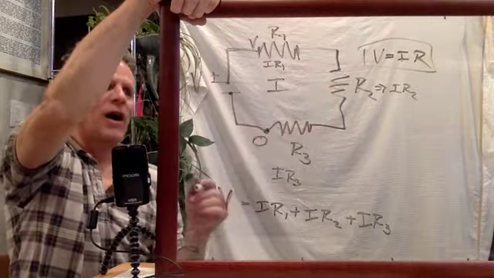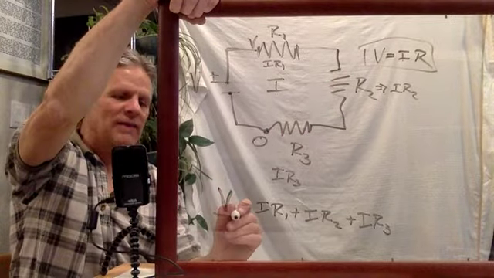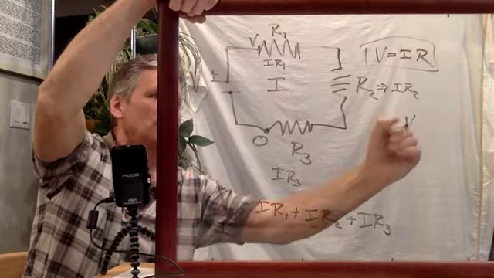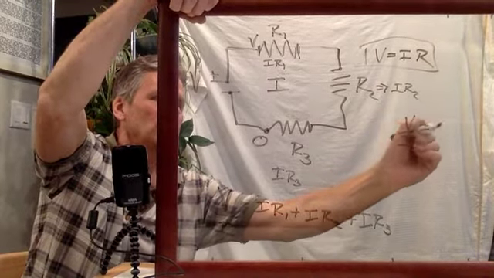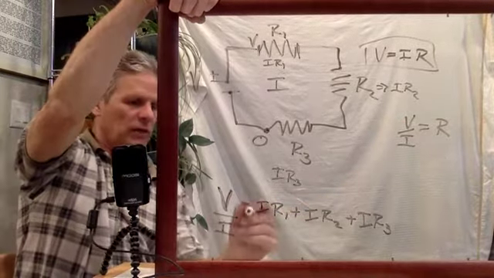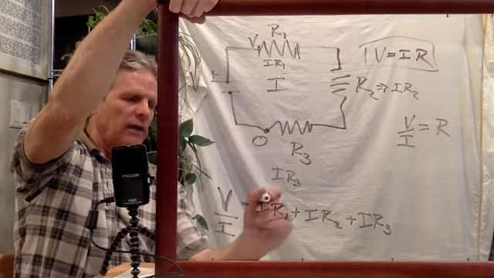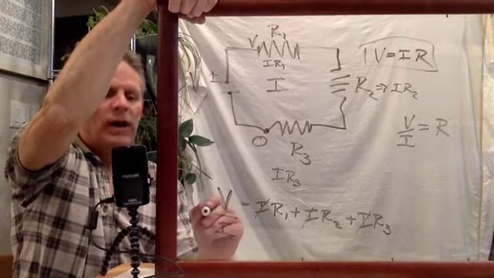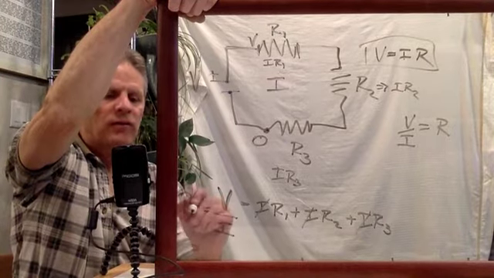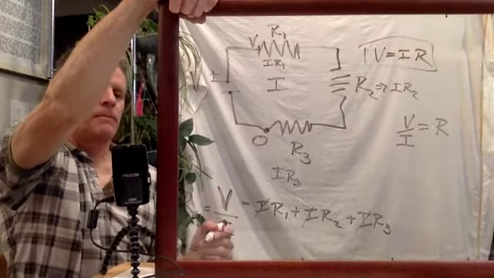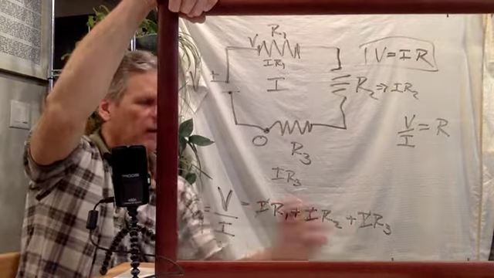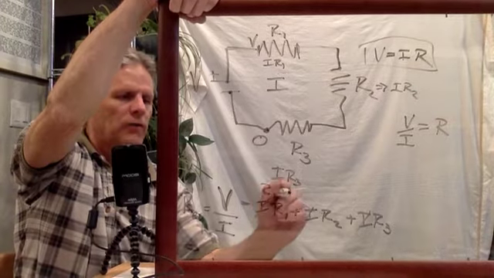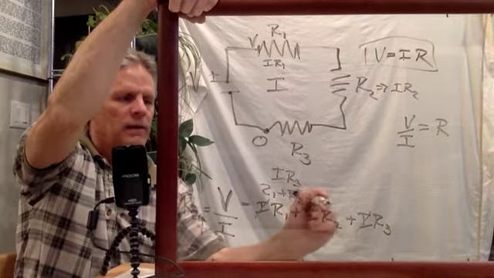But meanwhile, we know Ohm's law again. We know V equals IR. So if we divide this by I, what would V over I be? V over I is going to be equal to R. In this case, I'm going to divide this by I, so all these I's go away, and what we end up with is whatever the equivalent resistance is for this whole circuit. And what does that end up being? It just ends up being R1 plus R2 plus R3.